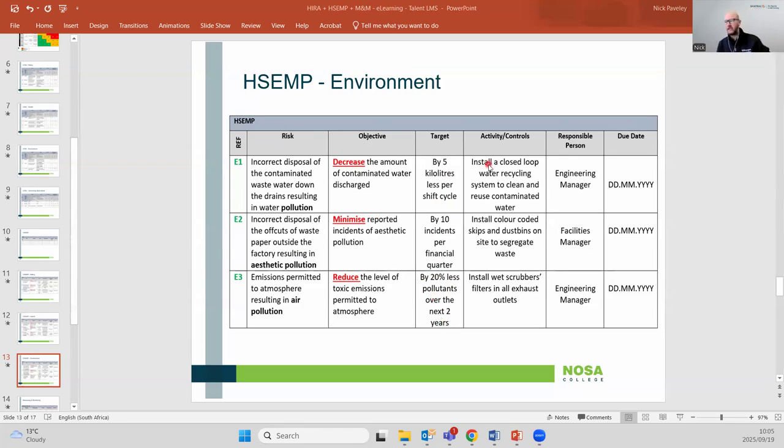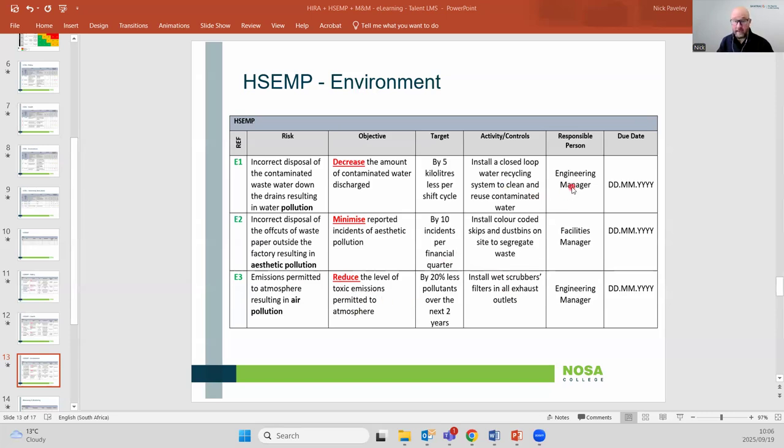How am I going to achieve this? E1, I'm going to implement an engineering control. I want to install a closed loop water recycling system to clean and reuse contaminated water. For E2, I want to install color-coded skips and dustbins on site to be able to segregate all of that waste. And for E3, another very technical engineering control, install wet scrubbers or wet scrubber filters in all exhaust outlets. And hopefully those wet scrubbers will be able to actually reduce the level of toxic emissions that we are permitting to atmosphere. Very, very technical controls, these guys.